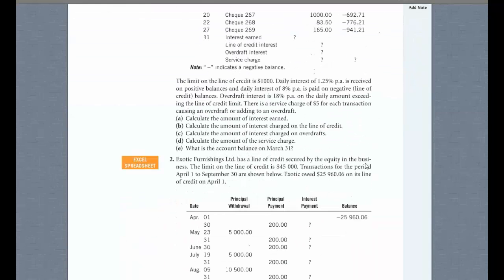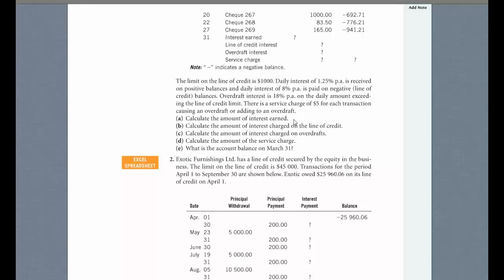So the question says, the limit on the line of credit is $1,000. Daily interest of 1.25% is received on positive balances. And daily interest of 8% is charged on negative balances on lines of credit. If you go over $1,000, that's what's called overdraft. You get charged 18% on the amount over the $1,000, so only on the amount over $1,000. There's a service charge of $5 for each transaction.